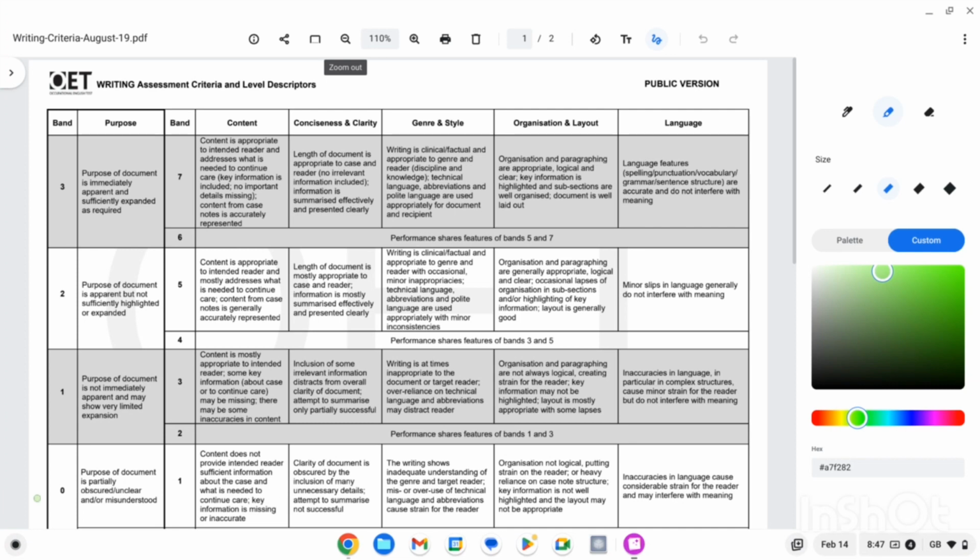The first category is purpose. In that one, you have to get 3 out of 3 to get a band B and above. If you want to get a B band and above, you have to get a 3 in your purpose criteria. What is that? The purpose criteria says the purpose of the document is immediately apparent and sufficiently expanded as required. So two important things: it should be immediately apparent and sufficiently expanded as required. We'll check that in a minute in our letter. So what's the purpose of this letter?